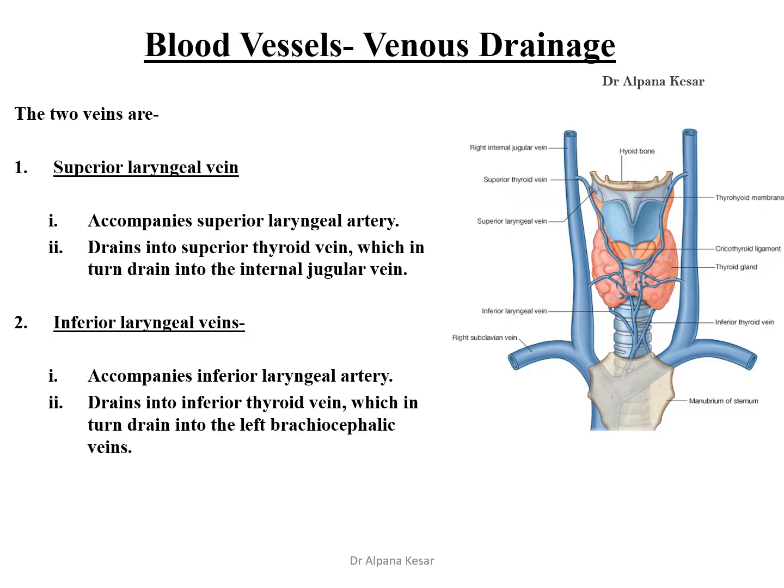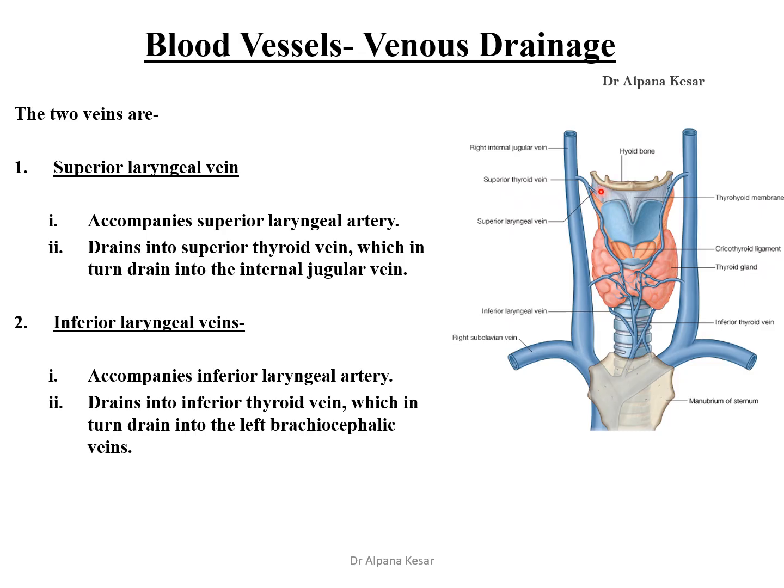Venous drainage of larynx is into two veins, and they are the superior laryngeal vein and the inferior laryngeal vein. The superior laryngeal vein drains blood from the upper half of the larynx, and inferior laryngeal vein drains blood from the lower half of the larynx. Superior laryngeal vein accompanies the superior laryngeal artery. Inferior laryngeal vein accompanies the inferior laryngeal artery.